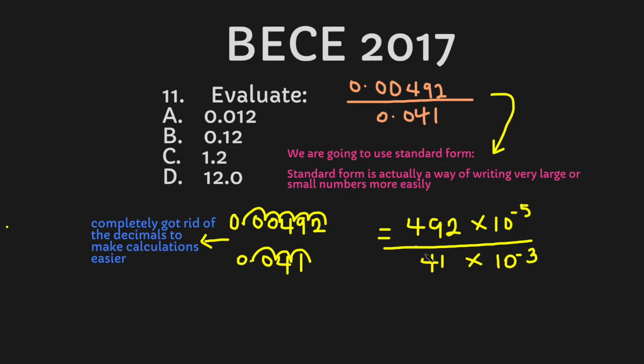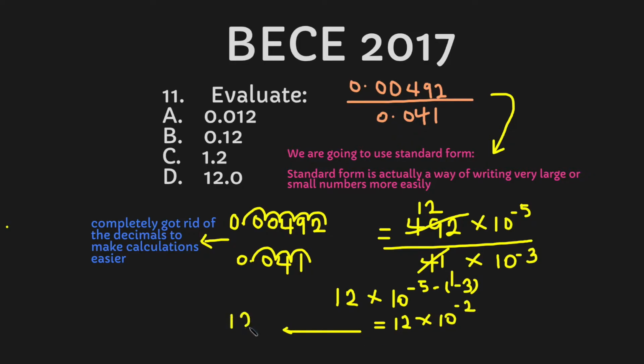With this simply done, now 41 will go into 492 12 times. And we would apply the law of division under indices to get rid of our tens. So now we would have 10 to the power negative 5 minus negative 3, becoming 10 to the power negative 5 plus 3, giving us 12 times 10 to the power negative 2. When we convert this back to decimal form, we move towards the left-hand side 1, 2, giving us 0.12 as our final answer. Our answer is B.